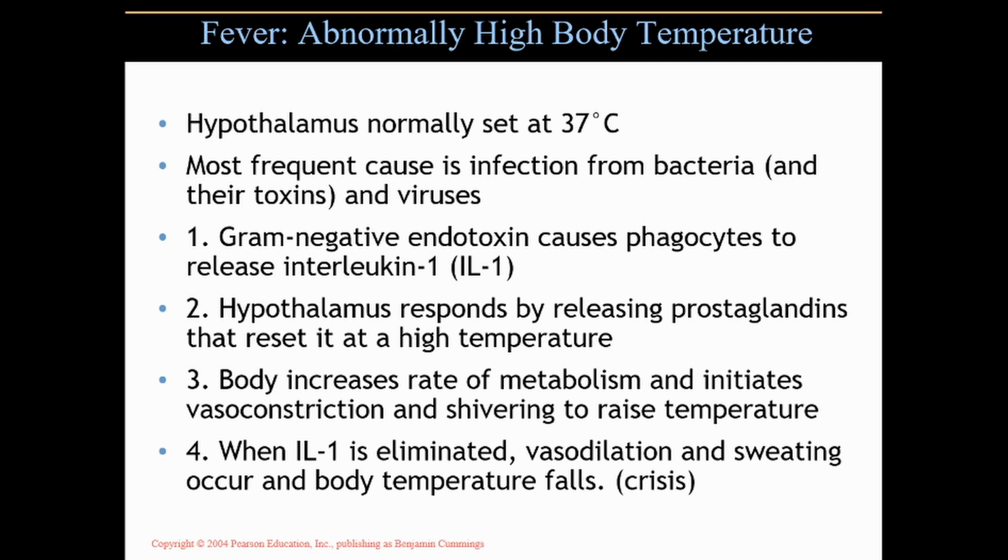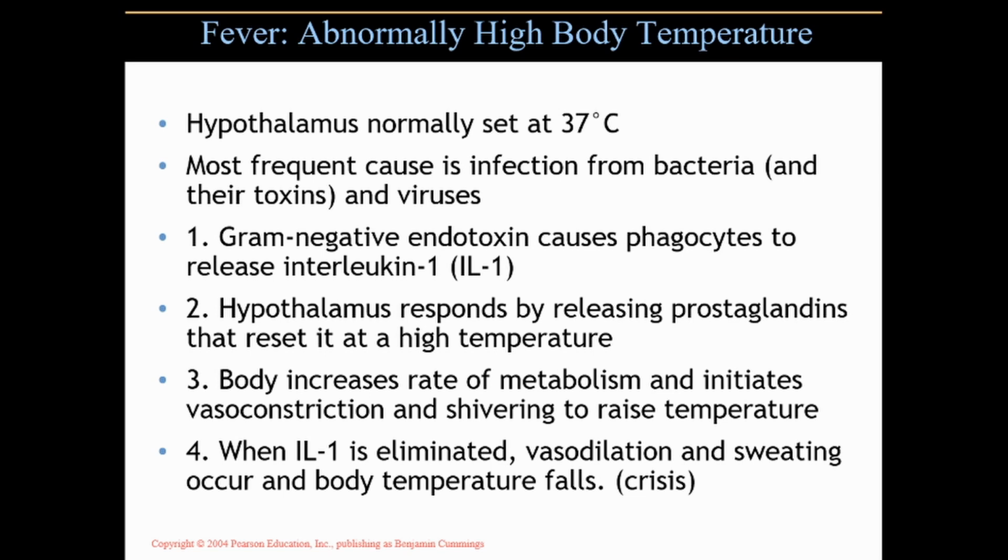Interleukins are a group of immunomodulatory proteins that help to modulate and regulate immune responses within the body. There are a number of interleukins, but in this particular case, we're going to look at interleukin 1. Next, the hypothalamus responds by releasing prostaglandins that reset it at a high temperature. And again, prostaglandins are another group of proteins.